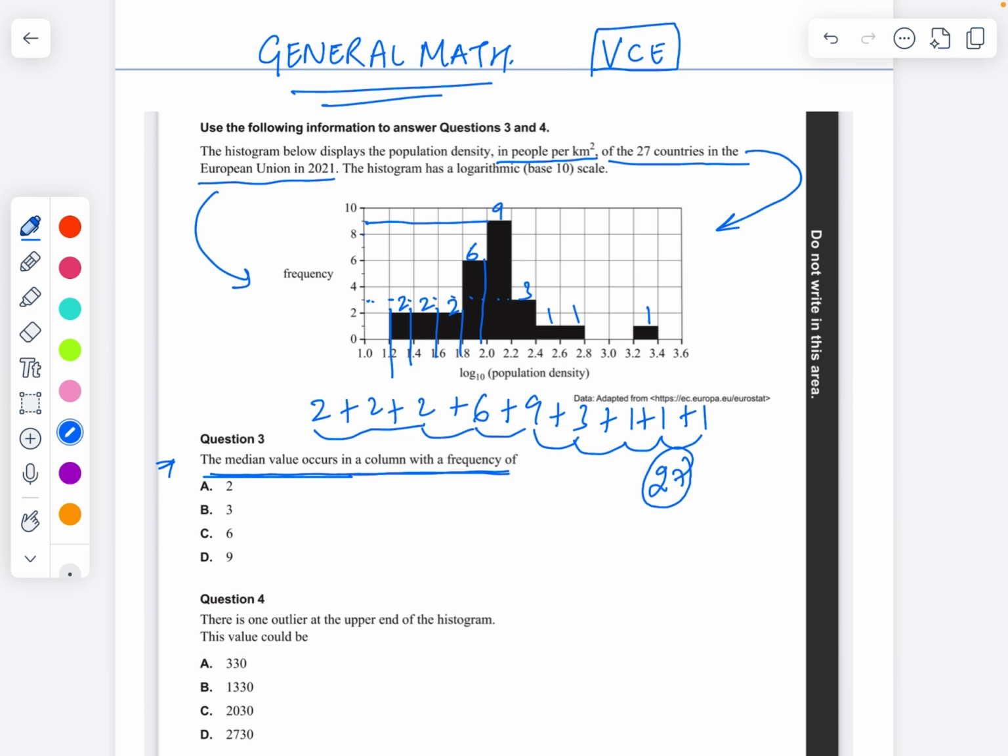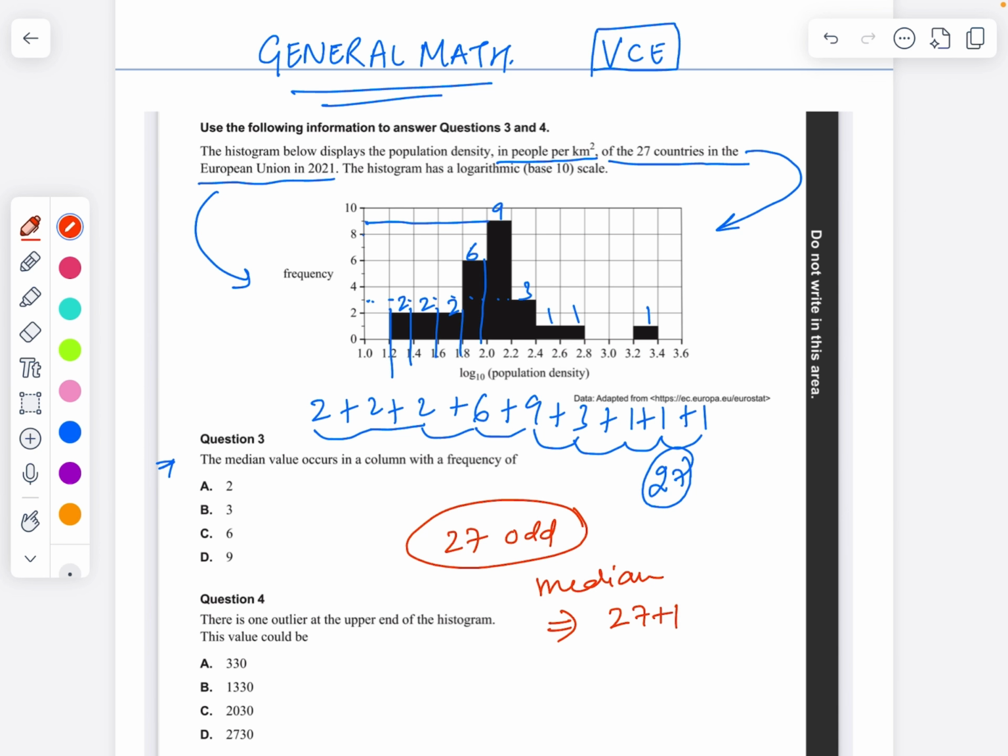Now here we have been given the data about 27 countries, correct? So you can easily see that 27 is an odd number. How do we find the median theoretically when we don't have the arranged data? We find the median of an odd number of values by adding 1 to it and then dividing by 2. So the middle value is 28 divided by 2, which is the 14th value. Now I have to check which column that 14th value is going to be in.